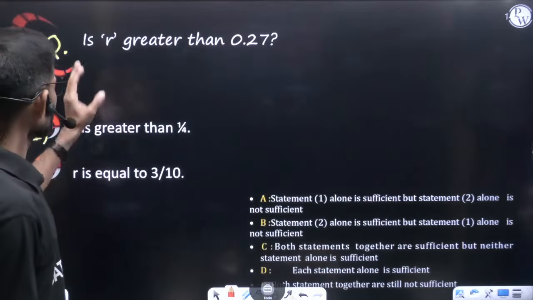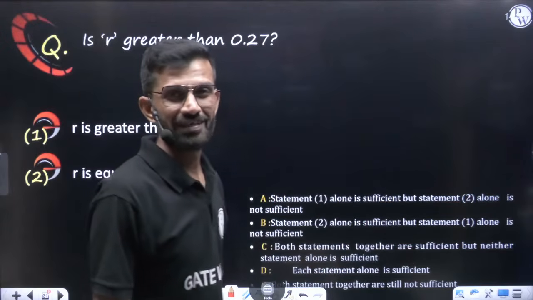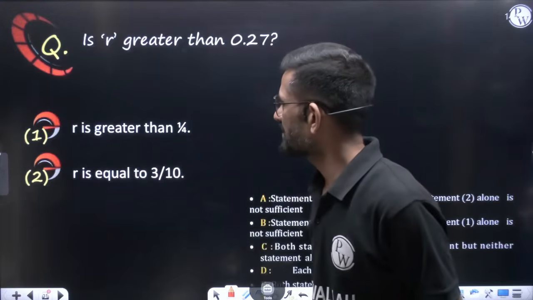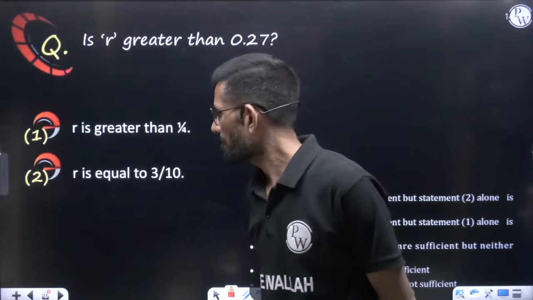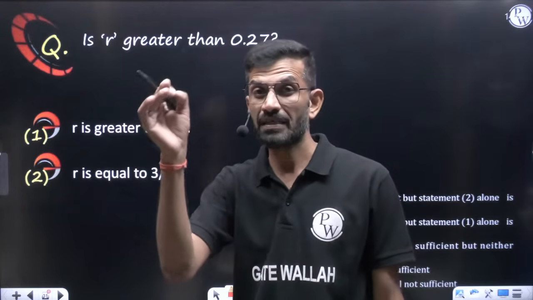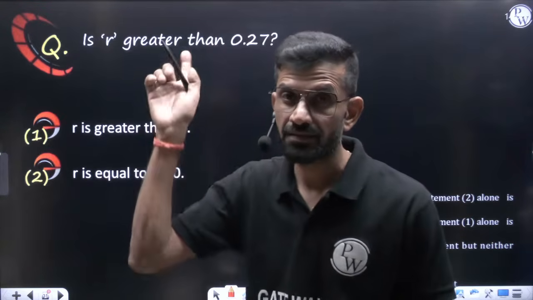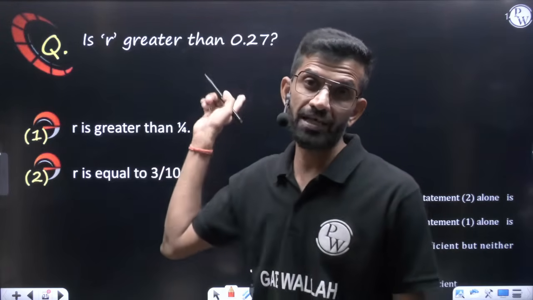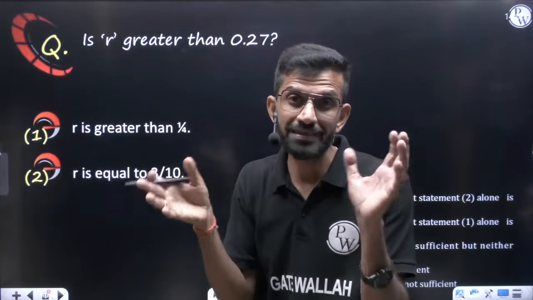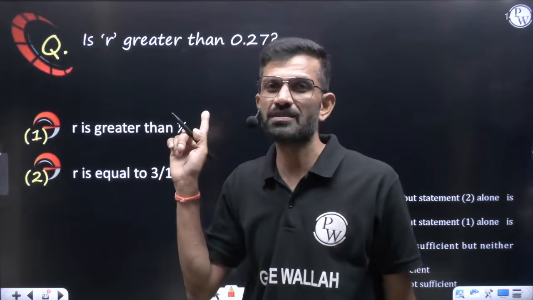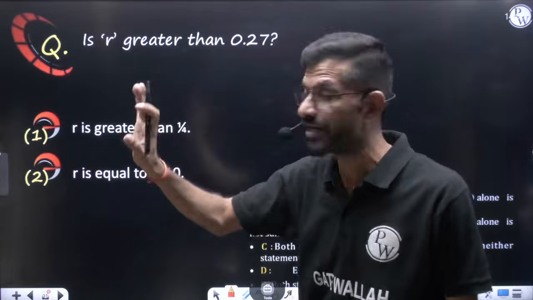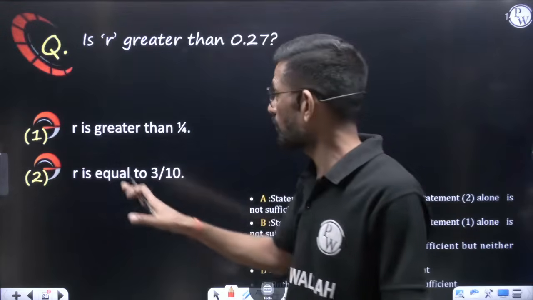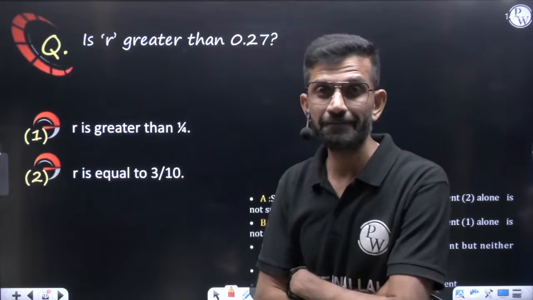Moving to the next. Is R greater than 0.27? First statement they say R is greater than 1 by 4. They are asking "is". Even if you get a confirm answer yes, data is sufficient. Even if you get a confirm answer no, then also data is sufficient. But if it can be yes or it can be no, then data is not sufficient. Because they are asking "is", they are not asking the value. Second statement R is equal to 3 by 10.